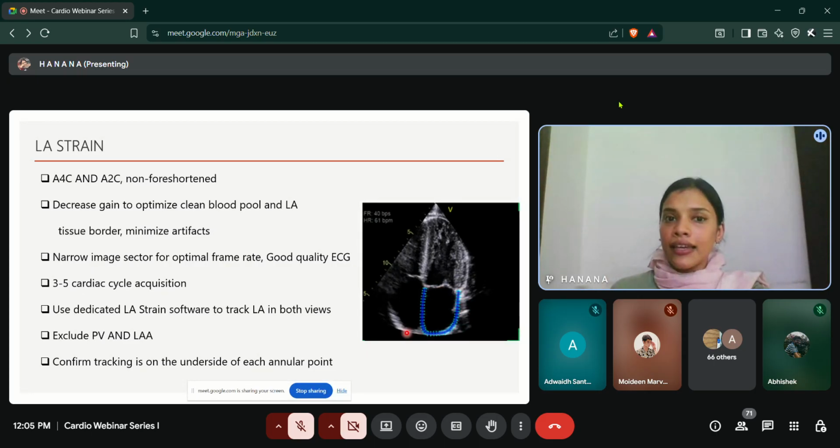Almost all machines have AI, so the AI will actually do the automatic tracking for you. If you want any kind of adjustment, you should do it. Otherwise you can go with the AI tracking. Now that's how we do it.